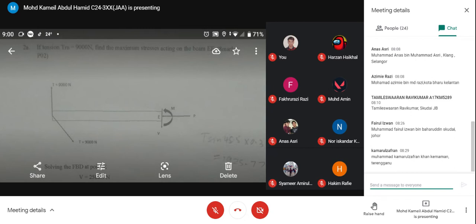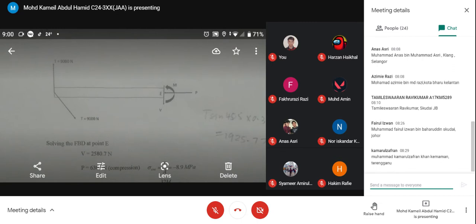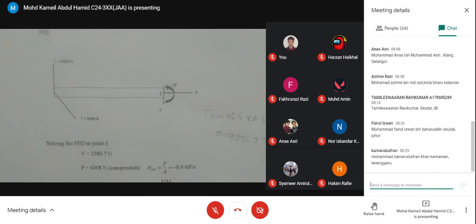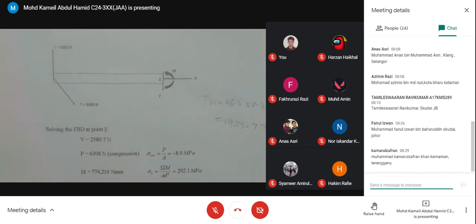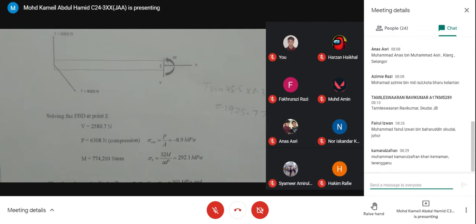Then the support is at point E, and you need to solve the FBD. Solving the FBD at point E, you get V equal to 2580.7, P equal to 6308, and M equal to 774210 Newton mm.